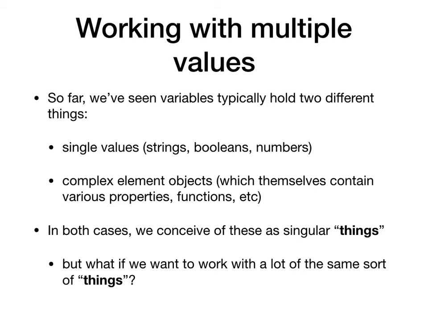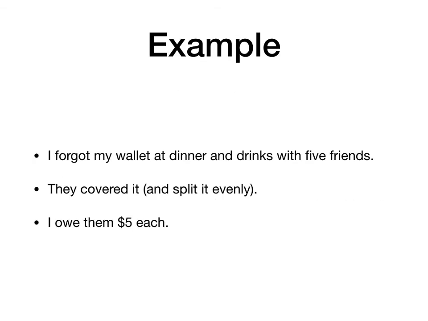CSS values, right? In both of those cases, though, we're looking at variables as containing a singular thing as opposed to containing a set of things. So what happens if we want to deal with a set of things? Here's a silly little example. Let's say I forgot my wallet at dinner and drinks with 5 of my friends.